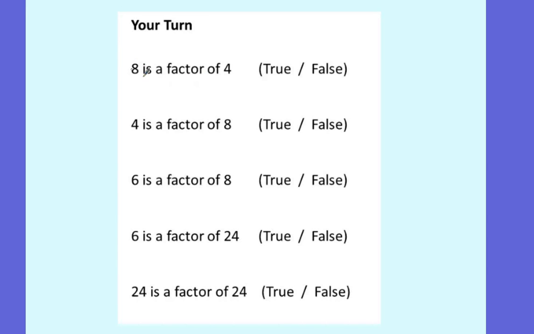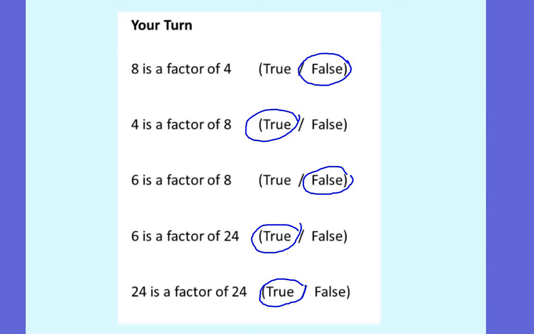Okay, let's go through it. Can I multiply 8 by a whole number to give me 4? No, I cannot, so that one's false. I can multiply 4 by 2 to give me 8 though, so that one's true. I can't multiply 6 by a whole number to give me 8, so that one's false. 6 times 4 would give me 24, so that one's true. And 24 times 1 gives me 24, so that one's true.